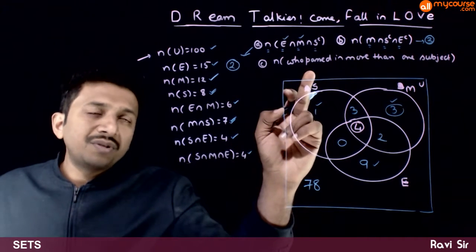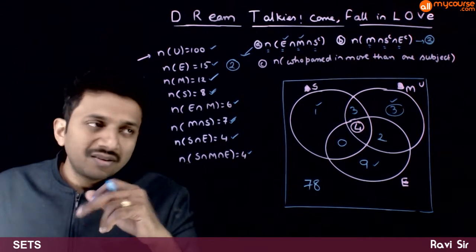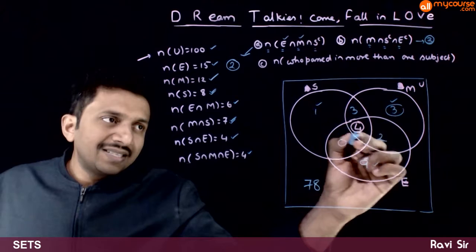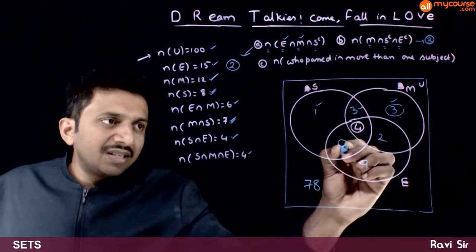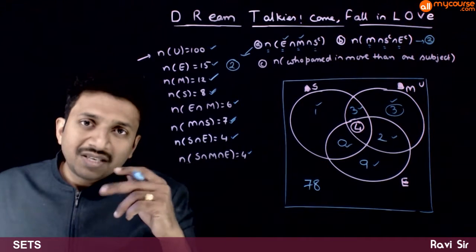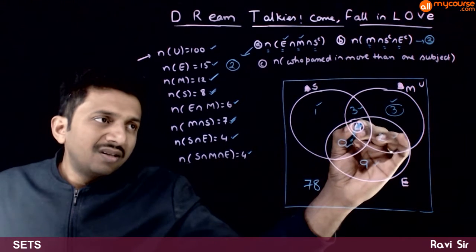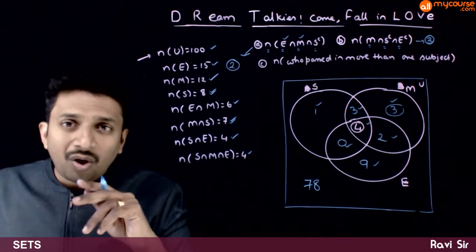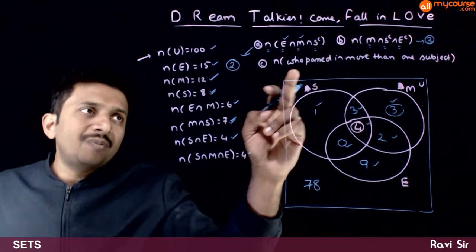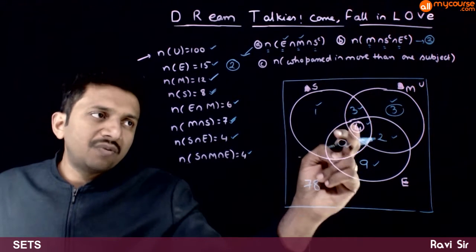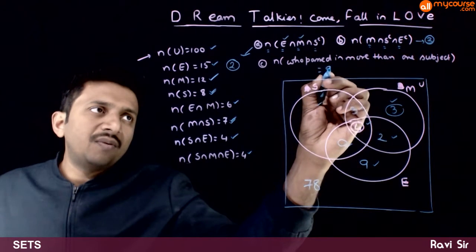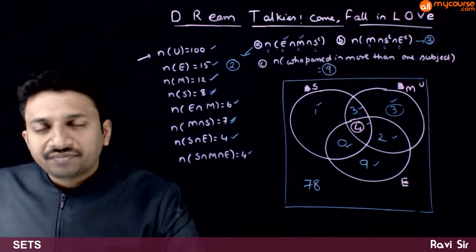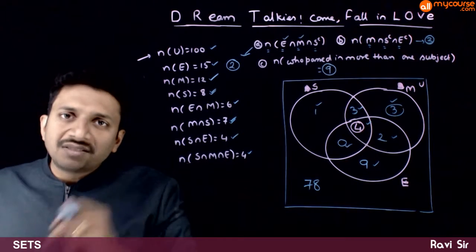I want the number of students who passed in more than one subject. That means the intersection students have passed in more than one subject. So this and this region have passed in exactly 2 subjects. This region students have passed in all the 3 subjects. So number of students who passed in more than one subject will be 4 plus 3 is 7 plus 2 is 9. So this will be equal to 9. So these will be the answers to these questions.